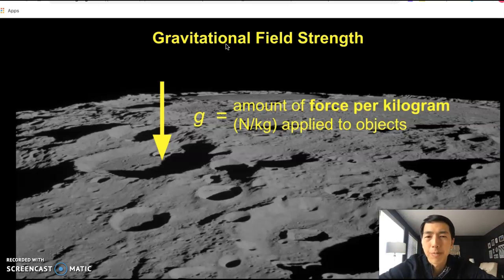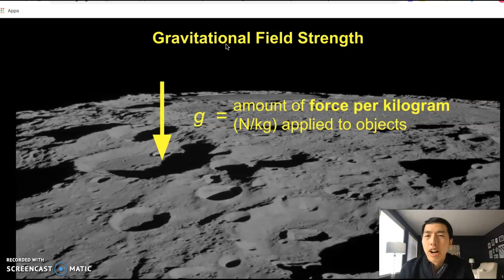So first off, let's start on the moon here. This is a picture of the surface of the moon from NASA. NASA was able to put astronauts on the moon back in the 60s and 70s. And if you've seen any video clips of those, they look like they were bouncing around, or they look like they were very light. And that's because the gravity they were experiencing from the moon is a lot less than the gravity that they would experience from Earth.